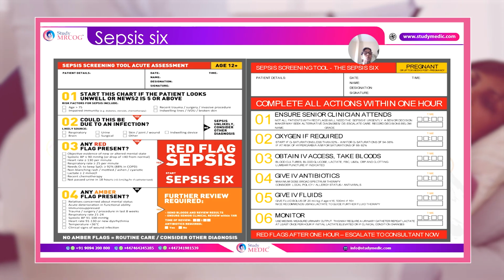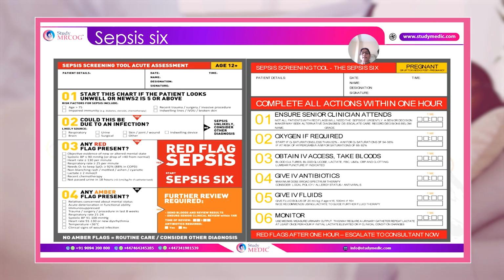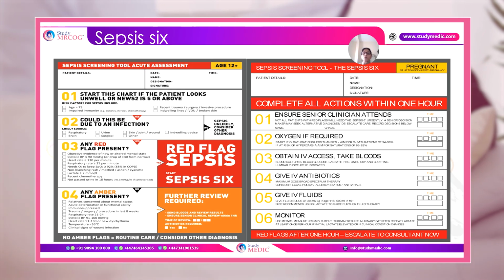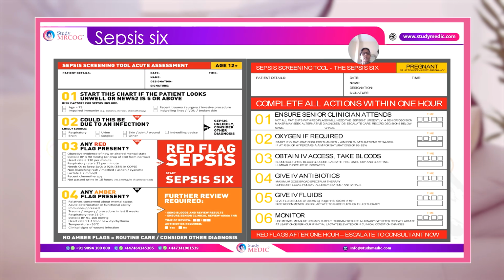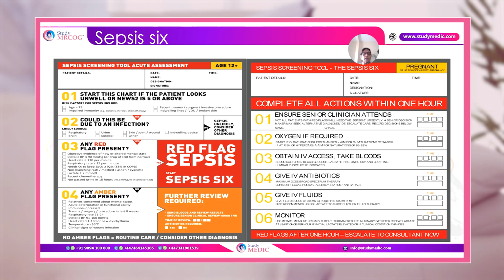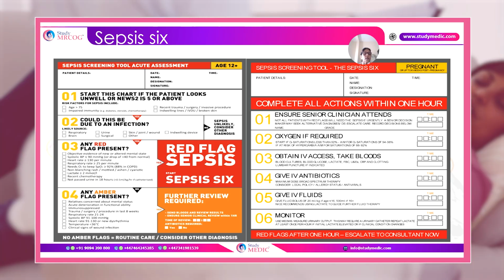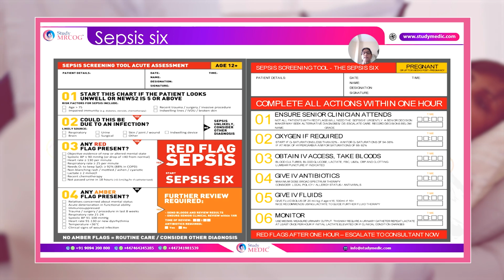Then you have to look out for the red flag symptoms that we already saw previously. And if you see even one red flag symptom, then immediately you will start the sepsis 6 bundle. If any amber flag symptom is there, then you will get a senior review done.